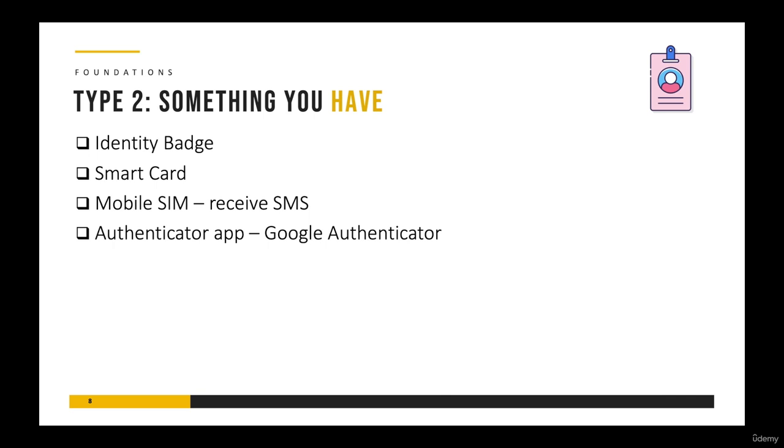Next is type 2. This is something that you have. So this refers to something which you physically possess. It could be your identity badge, a smart card, your mobile SIM on which you receive messages, or it could even be an application. So for example, you can install Google Authenticator. So the contrast from type 1 is that in type 1 it was something that you knew, something stored in your brain. Now this is something which you physically possess.